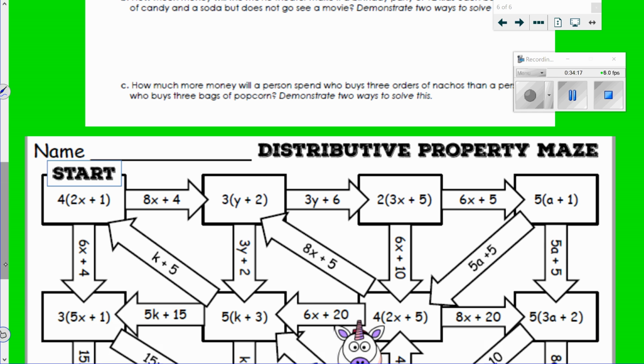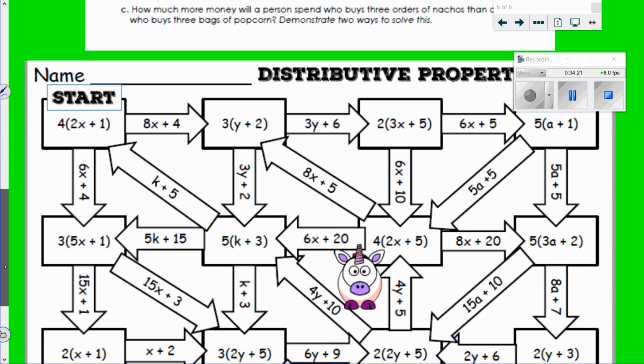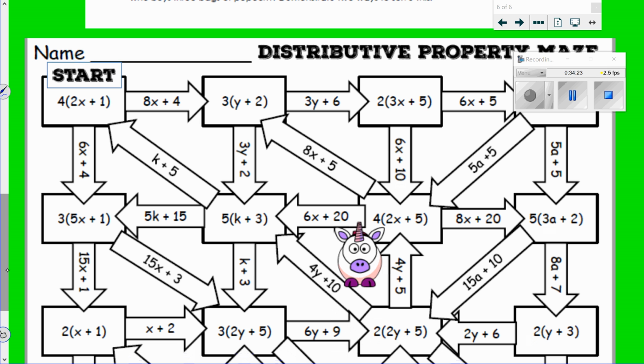Unicorn. I know, Miss McShann keeps calling it a unicow, which is very, very disturbing. It's a unicorn.